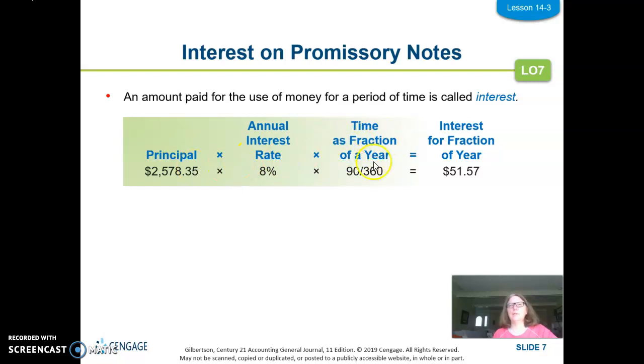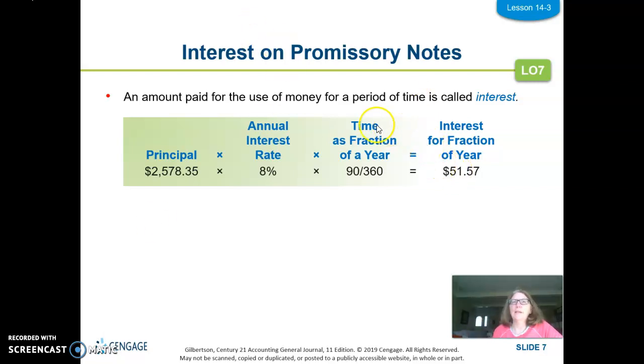And this time is expressed as a fraction of a year. So it is a 90-day note, so we're charging them for 90 days out of 360. And you might wonder, why is it not 365? And the answer is because a lot of banks over many, many years have used that for simplistic purposes. Because 90 divided by 360 goes evenly. So that's what a lot of banks do, and that's what we're going to use in our textbook. But people can use 365 too, as long as we just have a method to our madness.